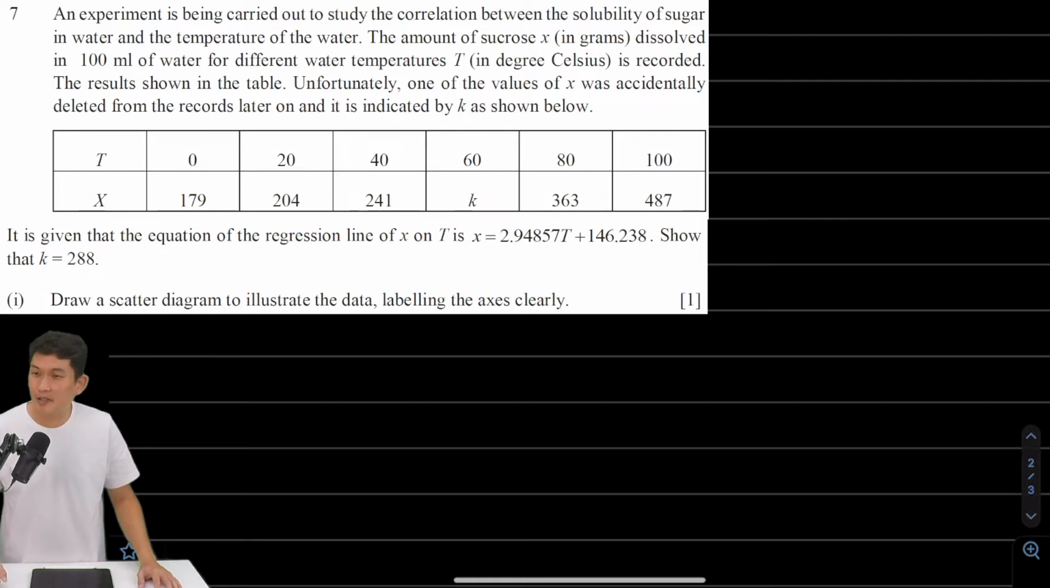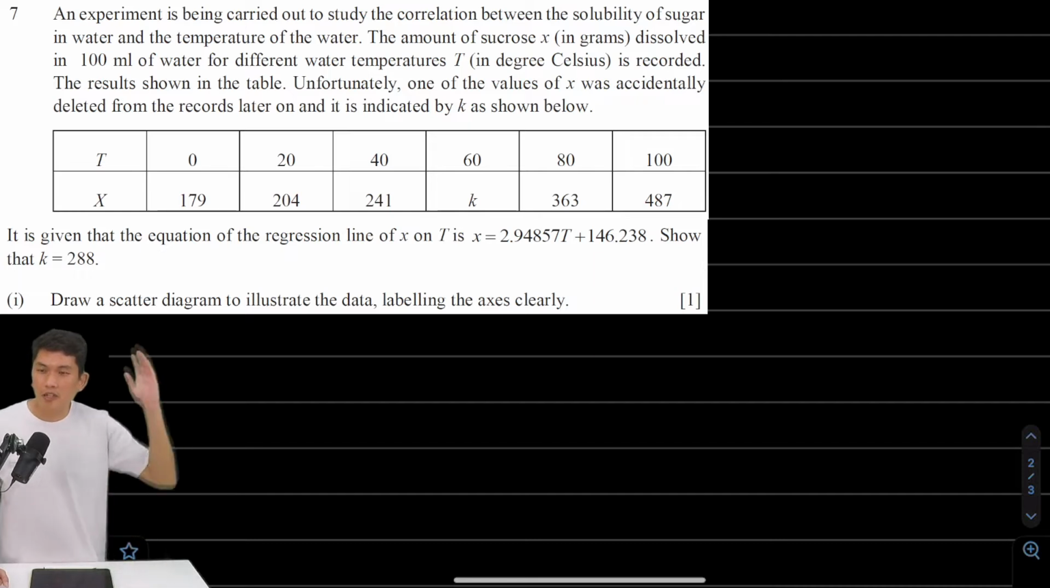Here's something that we're going to learn from a 1-mark question on correlation and regression. So this question says that we want to study the correlation between the solubility of sugar and the temperature of water. We have two variables, T and X, T being the temperature of water in degrees Celsius, X being the amount of sucrose in grams that can be dissolved in the water.